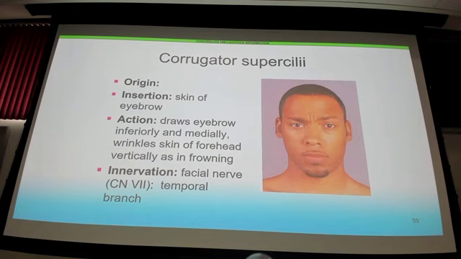And then the last one is corrugator supercilii. If you want to look at the insertion along the skin of the eyebrow, it's going to draw your eyes, or the skin there, inferiorly, immediately this way, as in you're frowning. It is the facial nerve like all the others, and it's up by the temporal region, so it's the temporal branch.